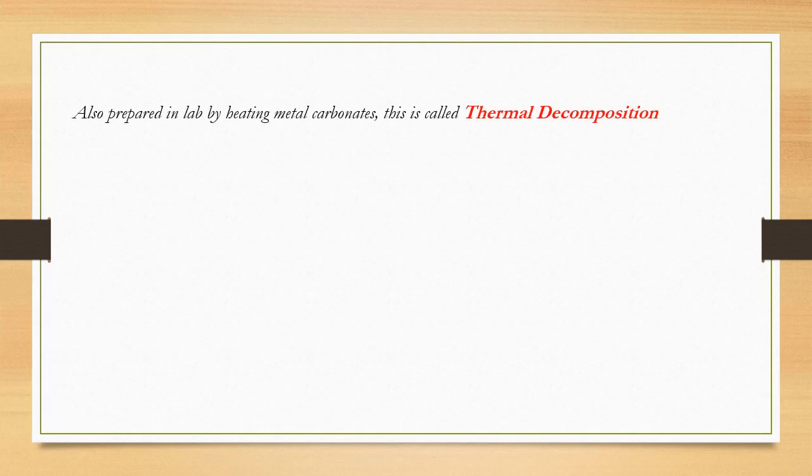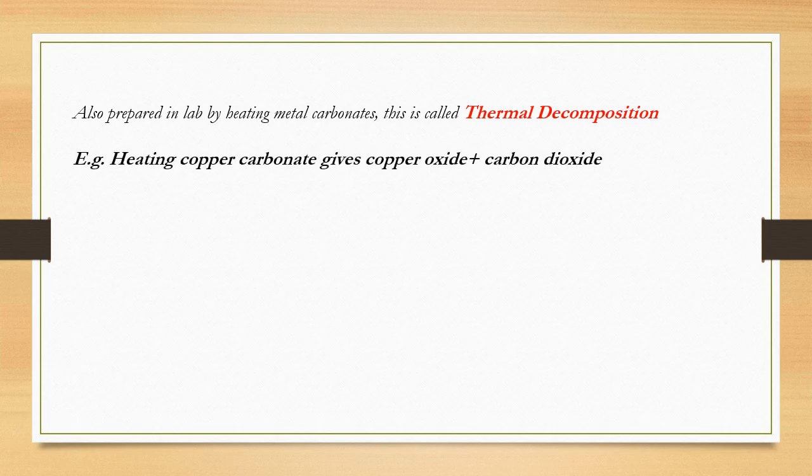Carbon dioxide can also be produced in the laboratory, and one way we can do that is by heating metal carbonates, so sodium carbonate, potassium carbonate, copper carbonate, iron carbonate, and this is called thermal decomposition. Thermal because we're using heat, and decomposition because we're breaking down the carbonate. The example which we might do as a demonstration in the laboratory is heating copper carbonate, which gives copper oxide plus carbon dioxide.